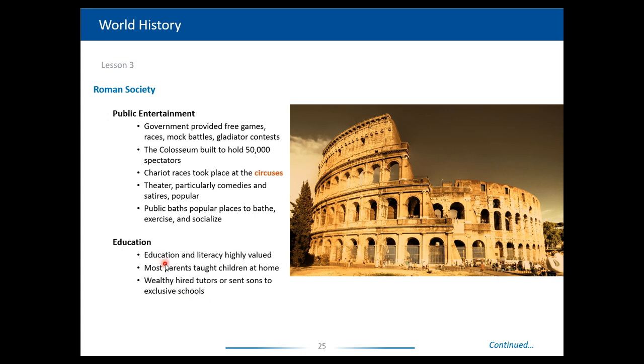Education in Rome: education and literacy were highly valued. Most parents taught children at home, and the wealthy hired tutors or sent sons to exclusive schools. And here's an actual picture of the Colosseum. It's now in some ruins, but you can see what it looks like.